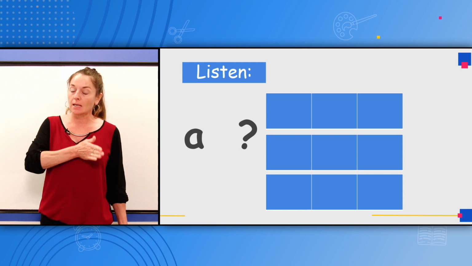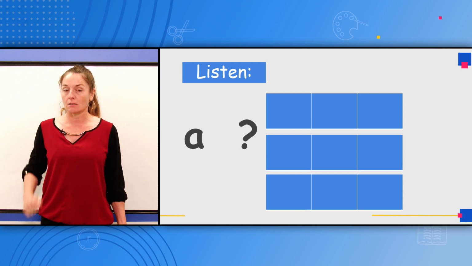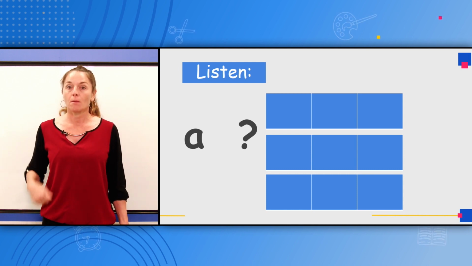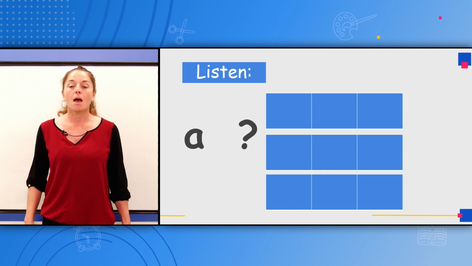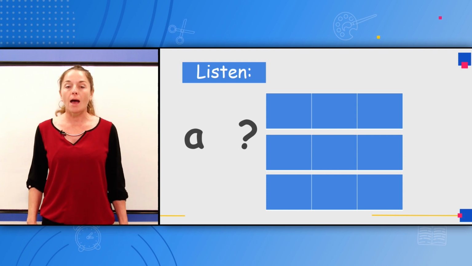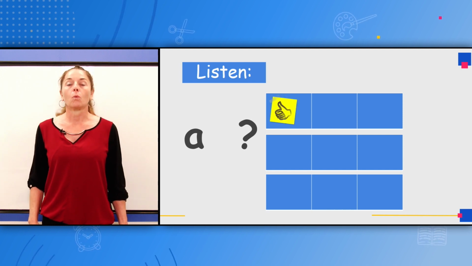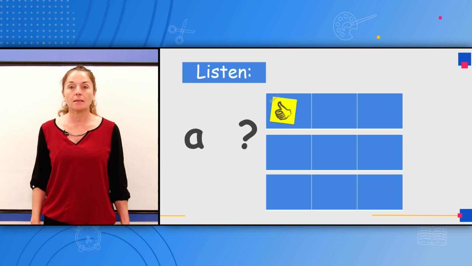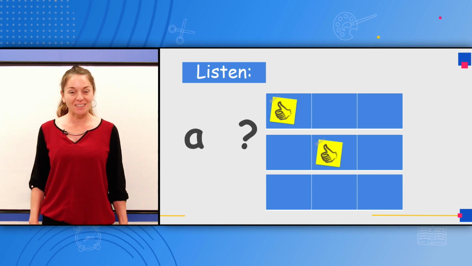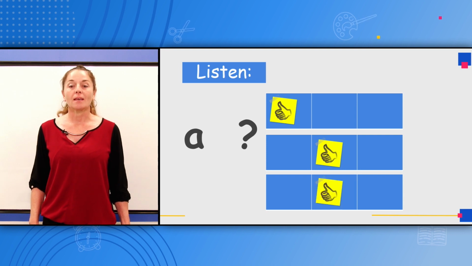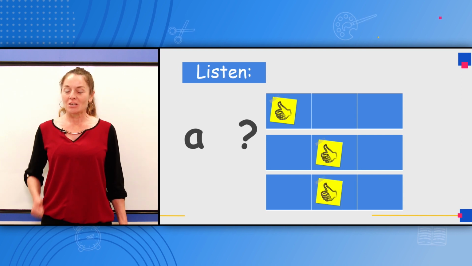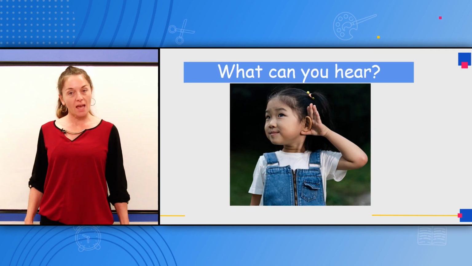Now, where do you hear the sound A? At the beginning, in the middle, or at the end? You know this game. Play with me, please. Where do you hear A with the word ant? At the beginning. What about bad? In the middle. Balloon. In the middle too. Super. We finished the A.